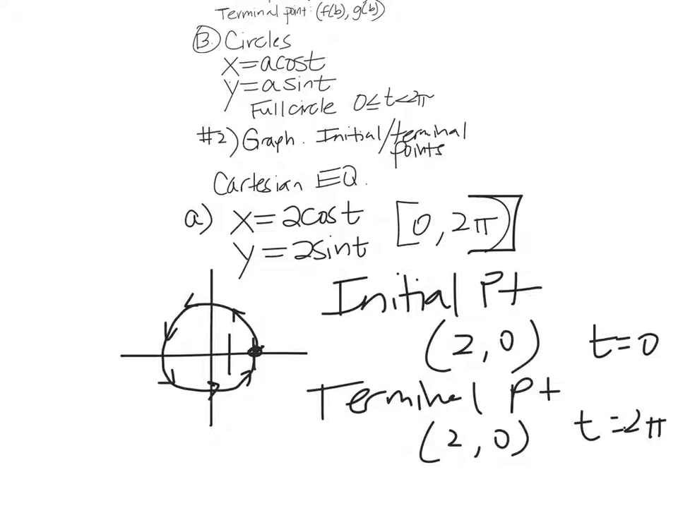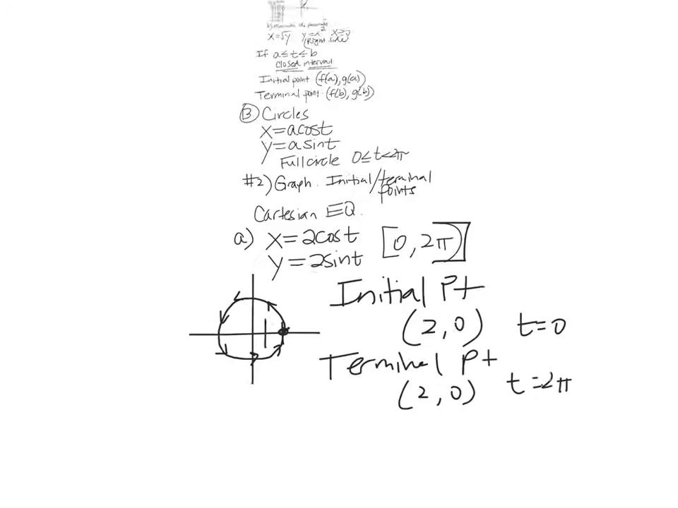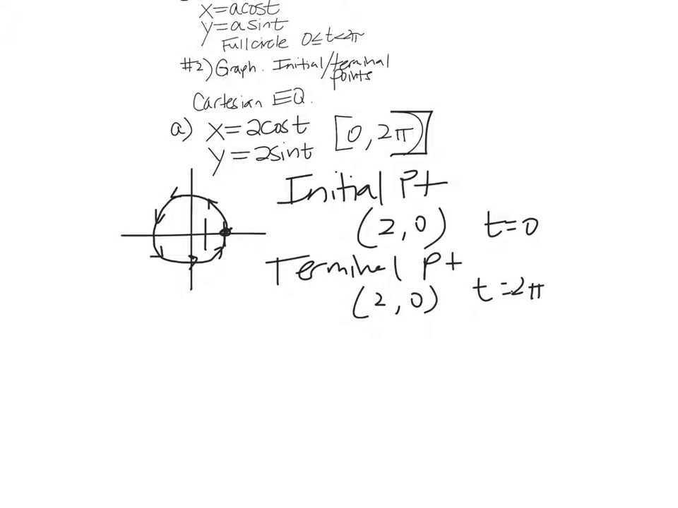What's that? Terminal point is where it ends. Yep, terminal point's where it ends. So the terminal point's not always going to be the initial point. Let's do another one. All right, B. Let's do x equals, oh, I didn't do that last part, did I? Okay, sorry, go back.